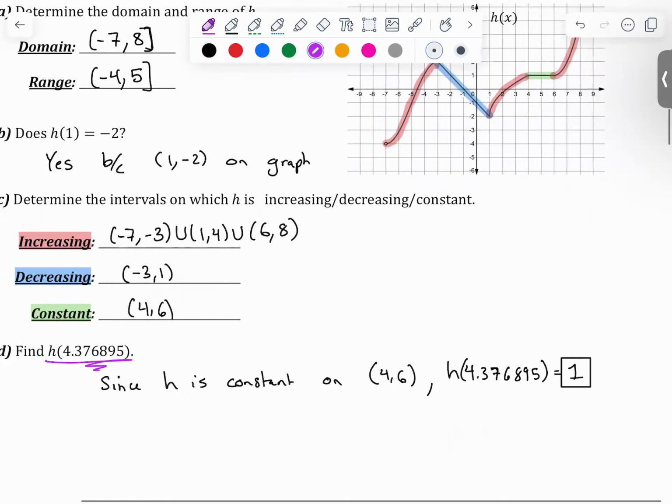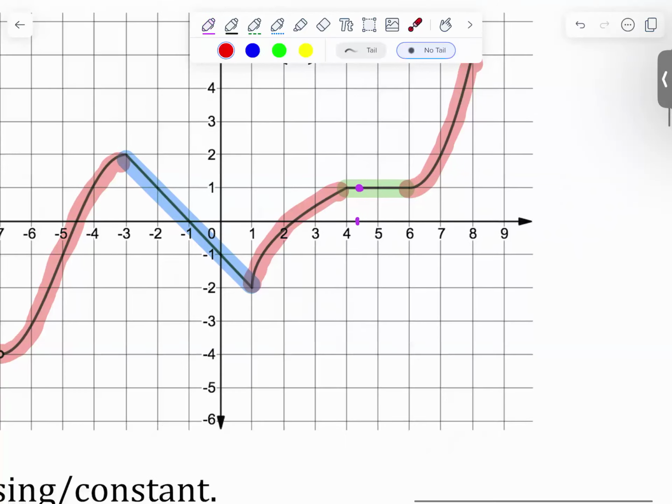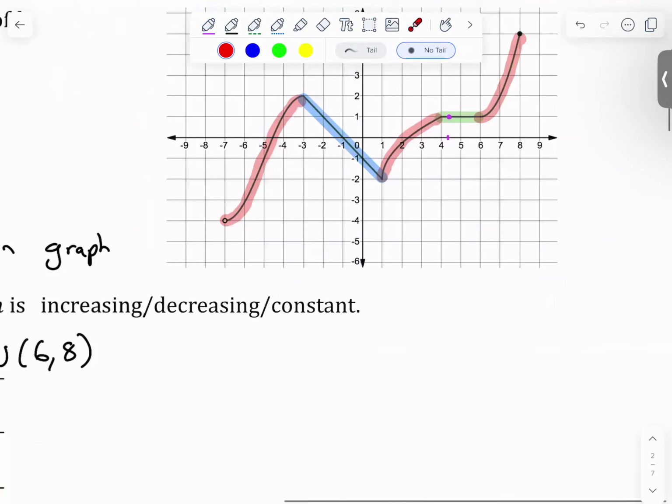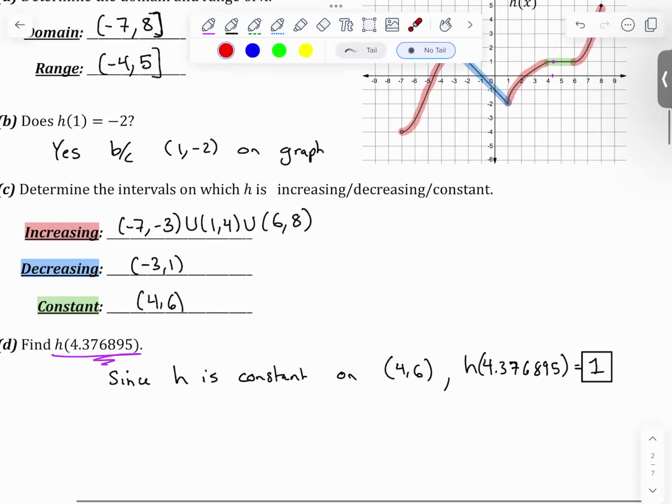But the key thing is, 4.376895 is roughly about there. And so we're looking for the y value because we're looking for the function value. And since this is a constant curve, that's just going to be a y value of 1. And that's why the function equals 1 there. I could have just as easily asked you to find h of 4.8765444, whatever, any number of decimals. As long as it's a number between 4 and 6, the value was going to be 1.